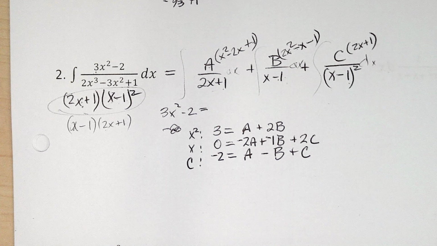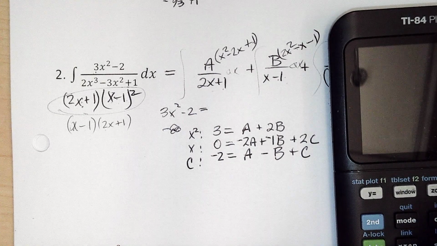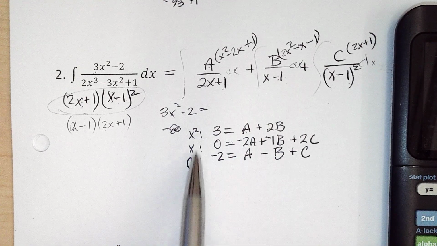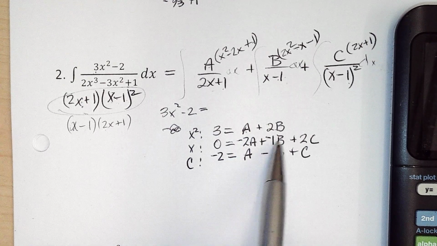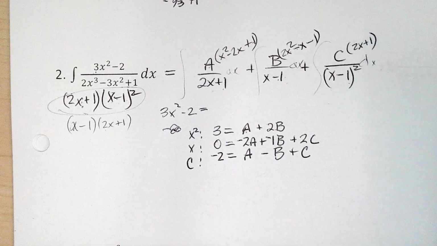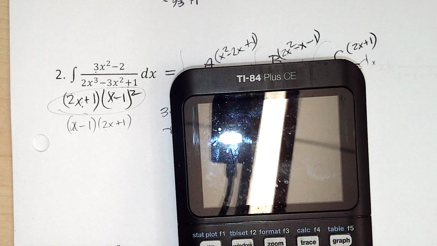Okay? Now I need to solve these. You can do adding, your substitution, whatever you want to do. I mean, you could solve for a by saying it's 3 minus 2b, putting that in for the a here, and then combining the b's. Anyway, you can do that. I'm just going to do matrices.